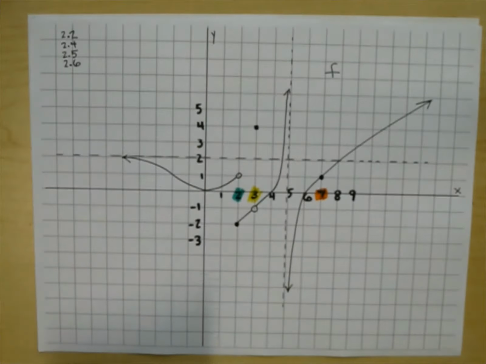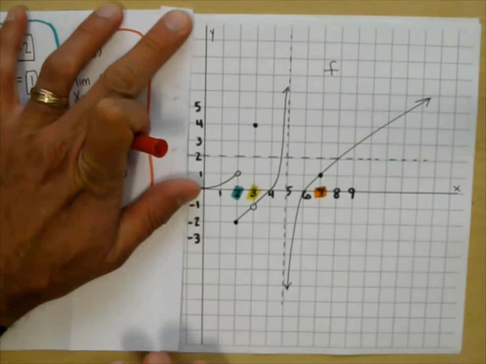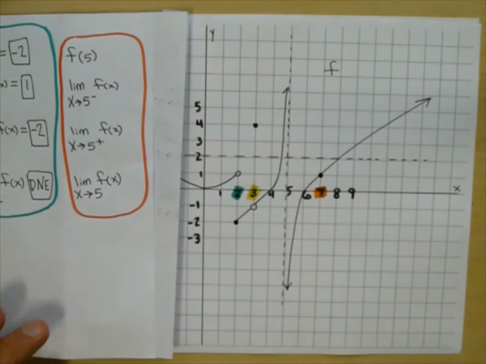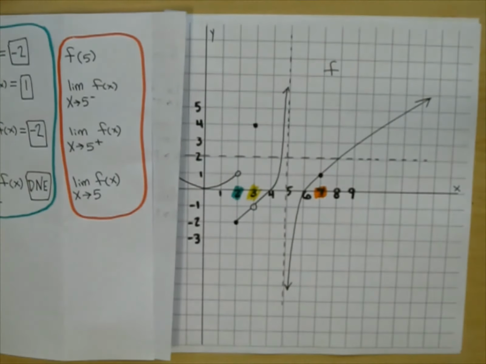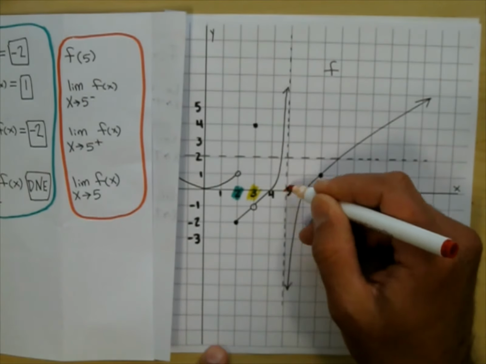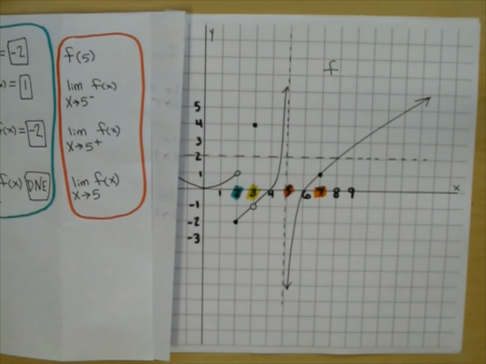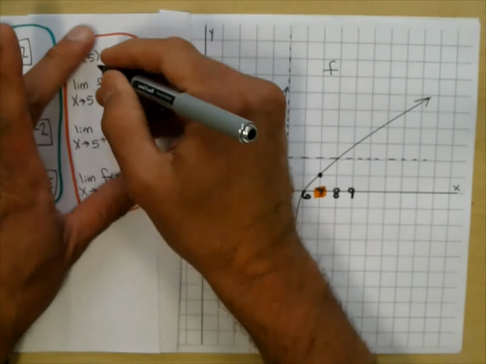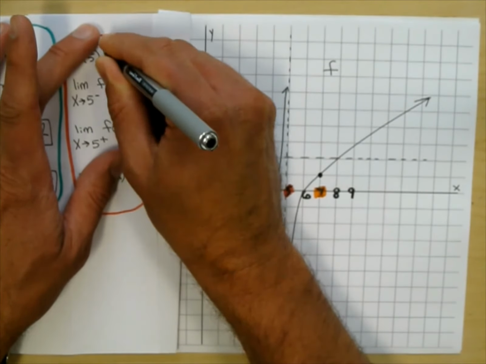We are going to be analyzing the graph at 5. And I want to make sure it's all in camera range. It is. And so I'm using red here. I'm going to color that 5 in red. And I want to ask, well, what is f of 5? Well, there's a vertical asymptote there, so f of 5 does not exist. DNE.